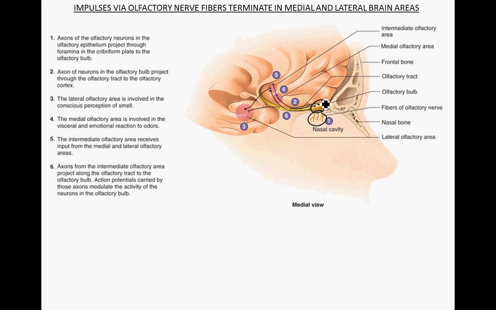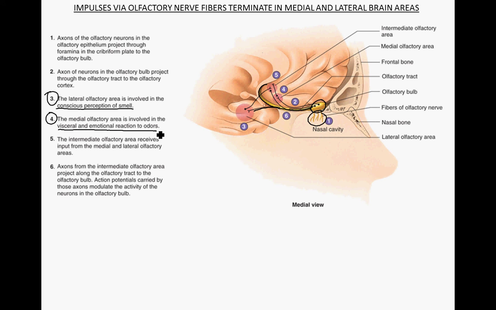Here's the olfactory bulb, and we see synapses there, so action potentials are generated and then conducted back to two different parts of the brain here. There is a lateral olfactory area that is involved with conscious perception of smell. So you're thinking, oh, that is the smell of strawberries, or oh, that is my mom's perfume, or what have you. And then there's another pathway, olfactory areas involved with the visceral and emotional reaction to odors, and this is the medial aspect of this.